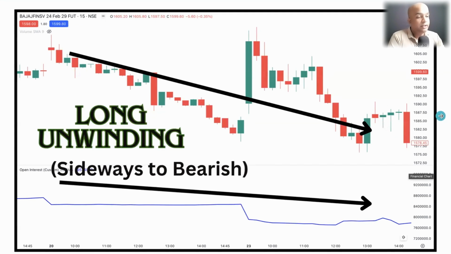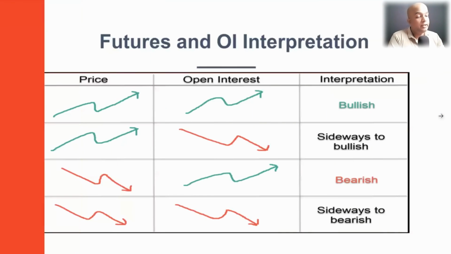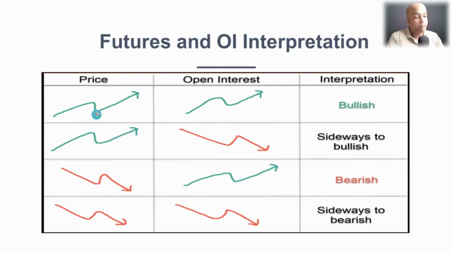Okay, so that's how we can interpret futures and OI. It's very simple. If the price is going up and open interest is going up, it is bullish. If the price is going up and open interest is going down, it is sideways to bullish. If the price is going down and open interest is going up, it is bearish. If the price is going down and open interest is also going down, it is sideways to bearish.